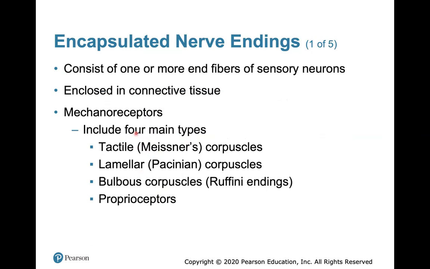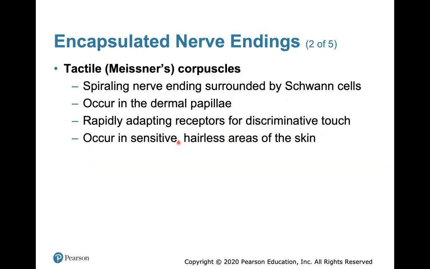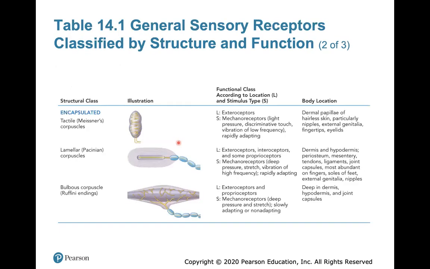The tactile and lamellar are the two that you'll be responsible, or that you were responsible for knowing in lab. I think in lab exam 1, the Meissner's and Pacinian. Here are Meissner's corpuscles. They are in the dermal papillae, and they occur in sensitive hairless areas of the skin. They're rapidly adapting receptors for discriminative touch. And this is just a general graph of the encapsulated nerve.